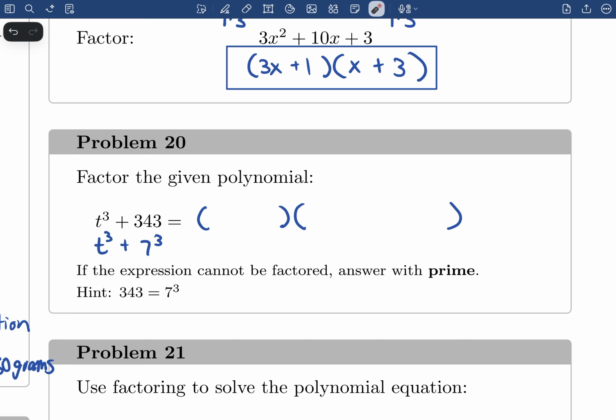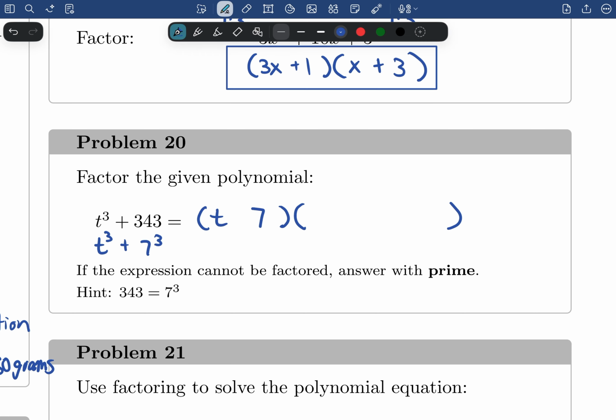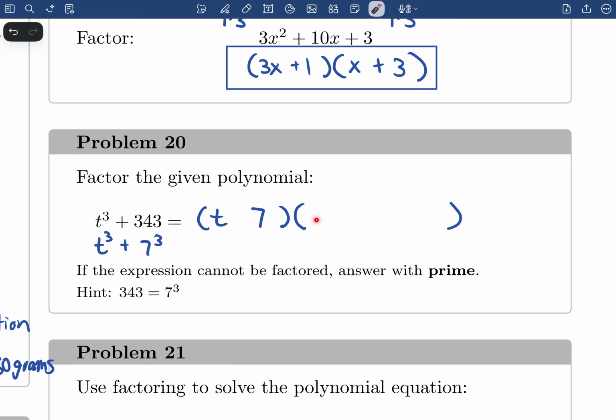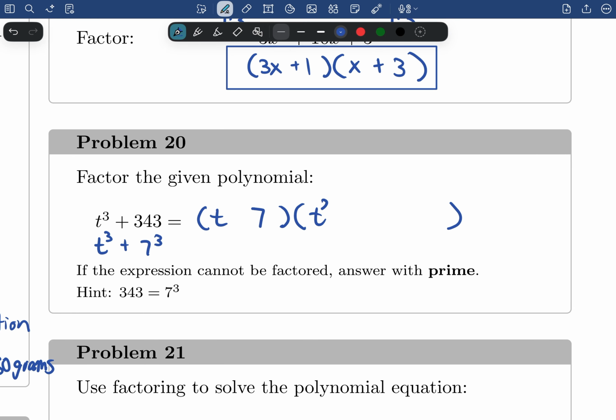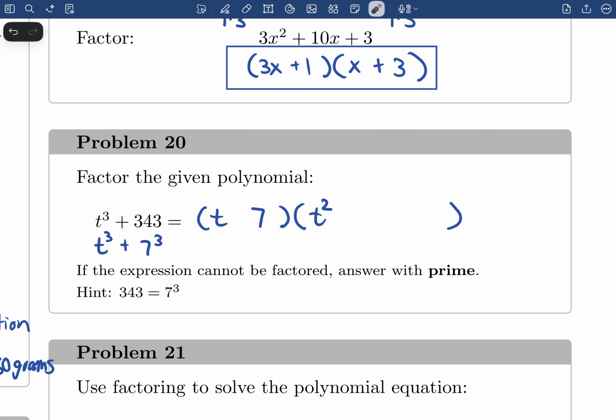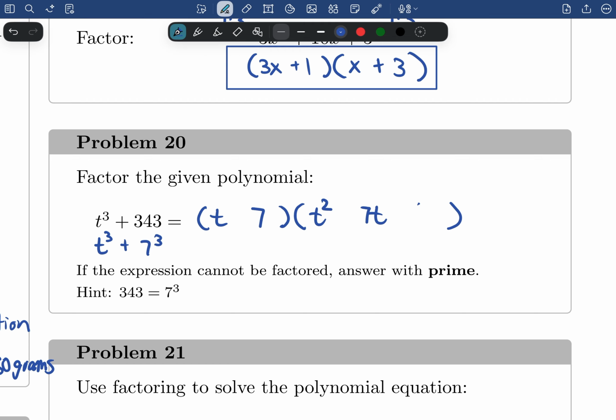Let's talk about what goes in the binomial. I get a t and a 7, the bases of the cube, right? T and 7. That's what I write, t, 7. Now, I take the first term and I square it. Okay, just take that first term, t, and square it to begin writing the trinomial. For the second term, we take t and multiply it by 7. Just take these two things in the binomial, multiply them together, and I get 7t. And for the third term of this trinomial, it goes here. Just take the second term of the binomial and square it. 7 squared is 49.